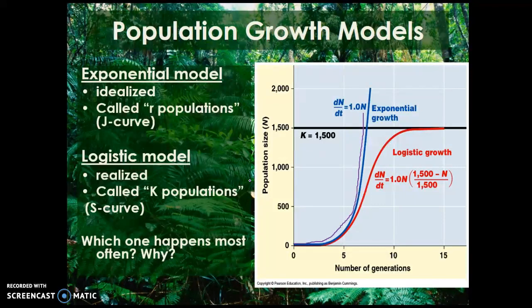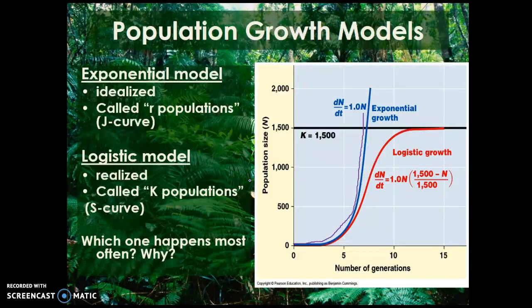So pause for a second. Look at these two growth models. Which one do you think happens most often? So what you should have said is logistic growth. Logistic growth occurs more than exponential growth.